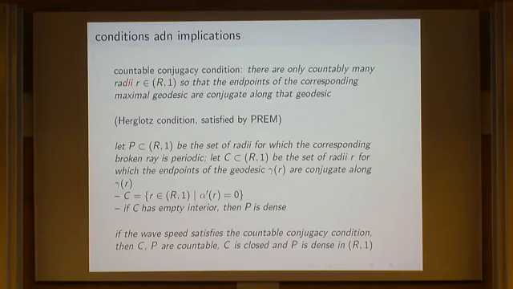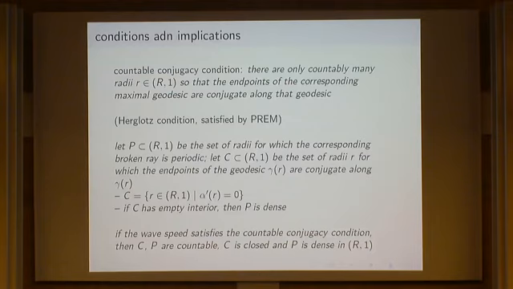The key condition is what we call the countable conjugacy condition. So what does it mean? If I look at the following problem, I need to assume that there are only countably many radii, turning points, between the surface of the Earth and the core mantle boundary, so that the endpoints of the ray that reaches this turning point, which is the maximal ray, the maximal geodesics, so that the endpoints of the corresponding maximal geodesics are conjugate along that ray.